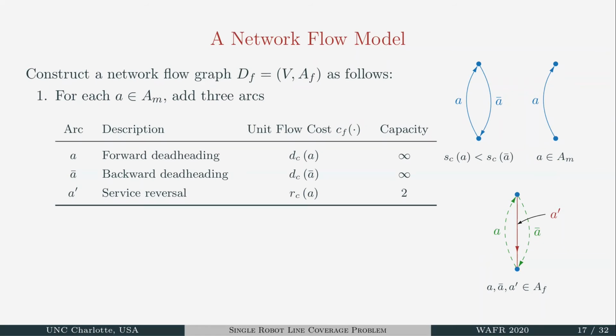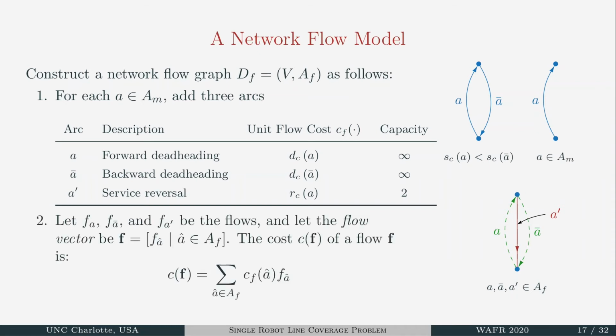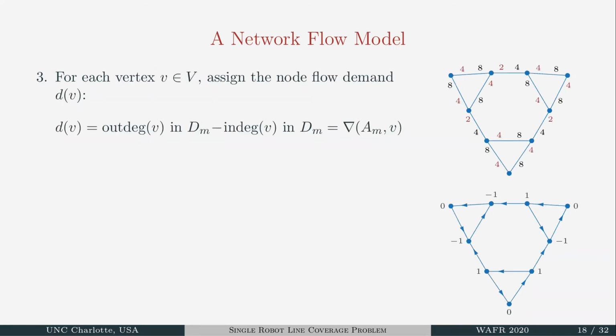The arcs have a unit flow cost corresponding to the deadheading cost and the service reversal cost. Since an edge can be deadheaded several times, the capacity of the arcs for deadheading is infinite. As the reversal variables can take values at most 2, the capacity for reversal arcs is 2. The cost of the flow is then the unit flow cost times the amount of flow summed over all the arcs in the flow digraph. Lastly, for each vertex v, we assign a flow demand equal to the difference in the out degree and in degree, and this is equal to the imbalance in the graph.